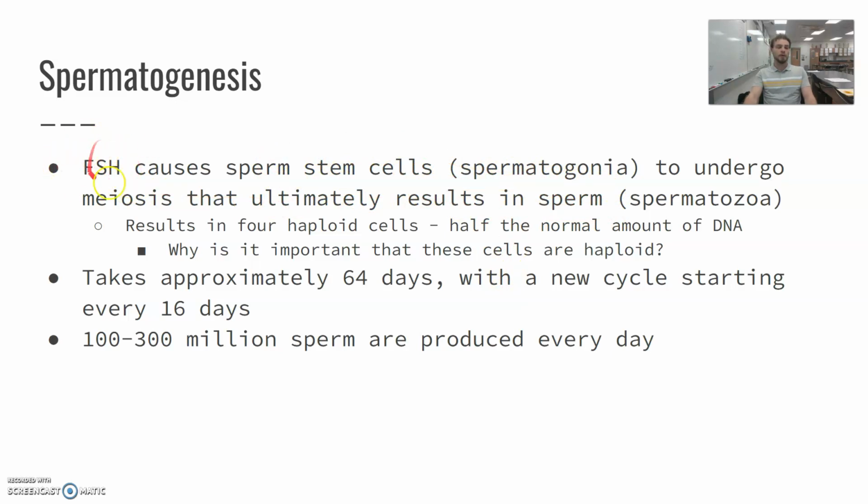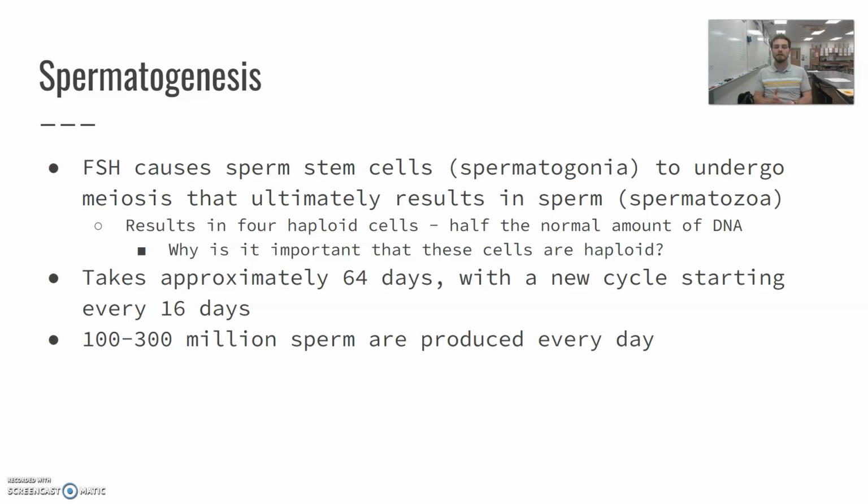You have a hormone known as follicle stimulating hormone, or FSH, that's going to cause these spermatogonia, which are basically pre-sperm stem cells. They're going to undergo meiosis that eventually is going to result in haploid sperm cells. And the reason it's important that they are haploid sperm cells is haploid means that they have half DNA. You might remember that from biology.